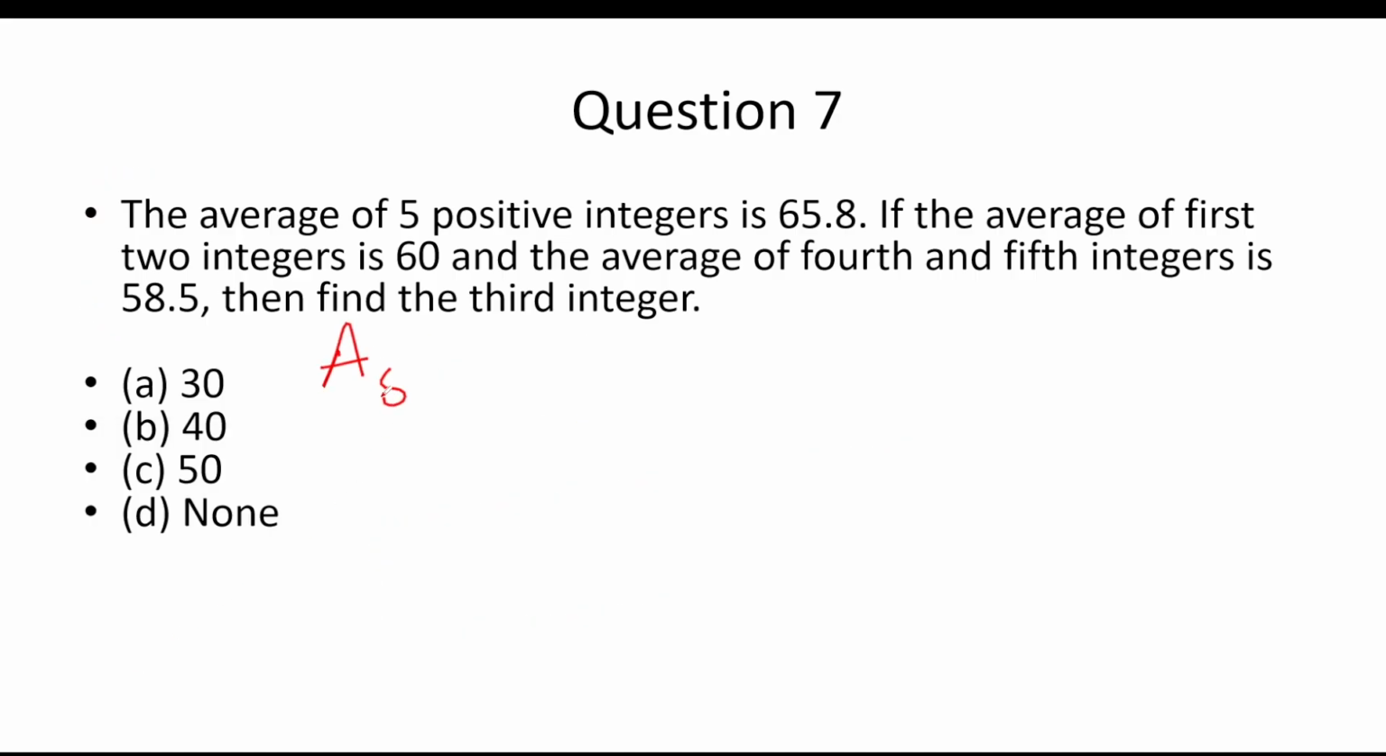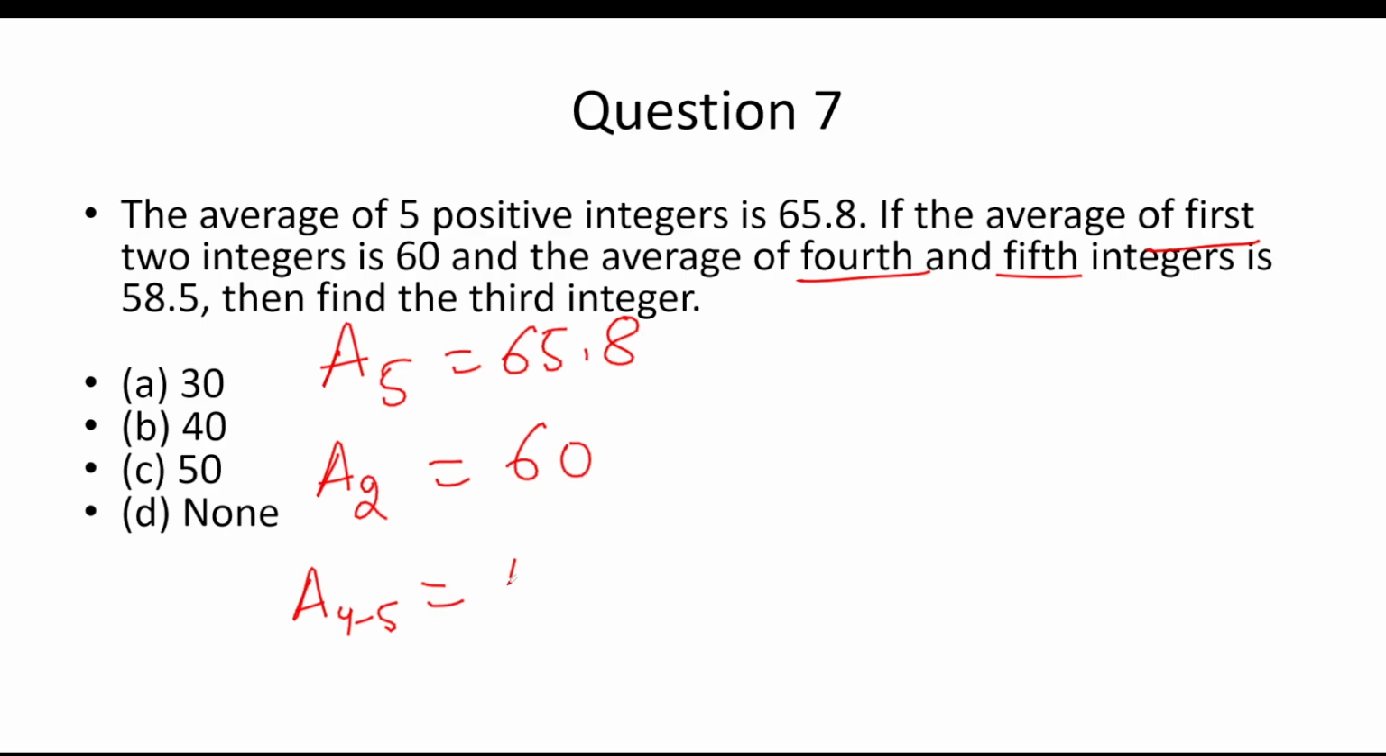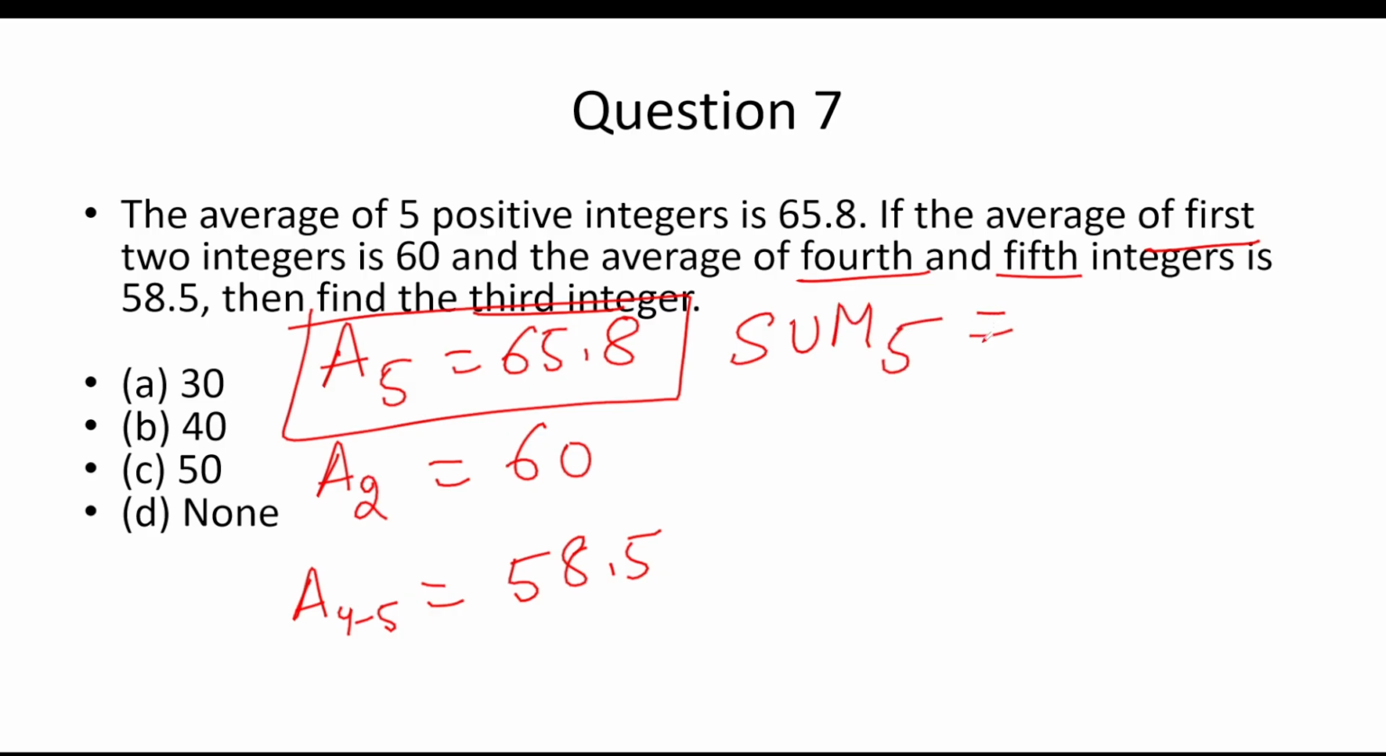Average of 5 numbers is 65.8. Average of the first two is 60. Average of the fourth and fifth, means the last two, is 58.5. We have to find the third number, third integer. Got it? See, from the average of 5 numbers, can we find the sum of 5 numbers? What will be the sum? Average multiplied by number of terms. So 65.8 into 5 will be the sum of the 5 numbers.